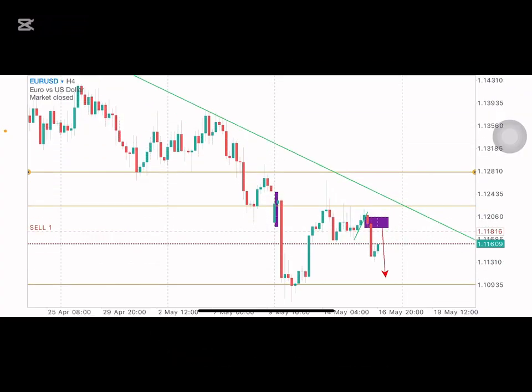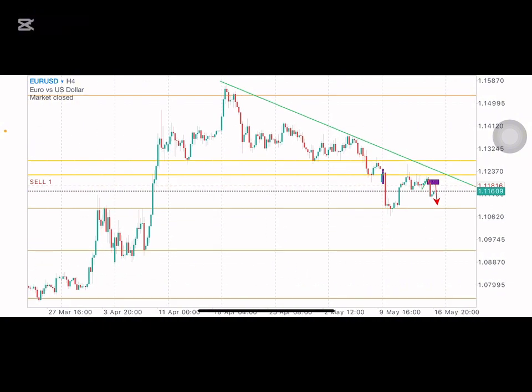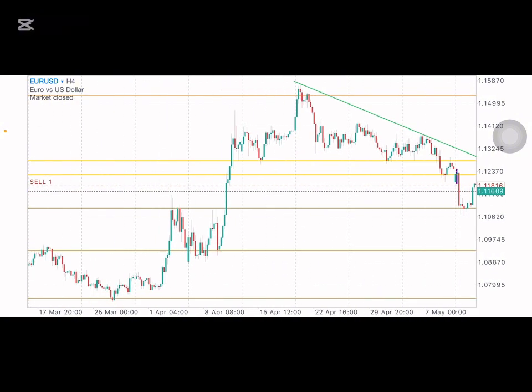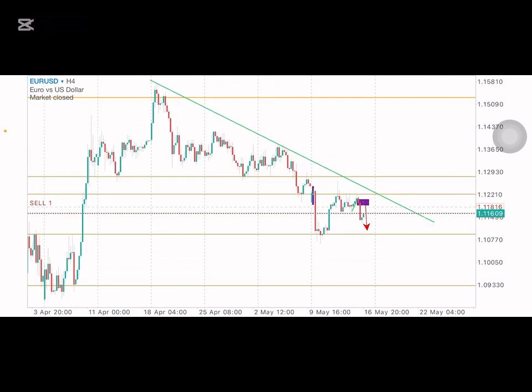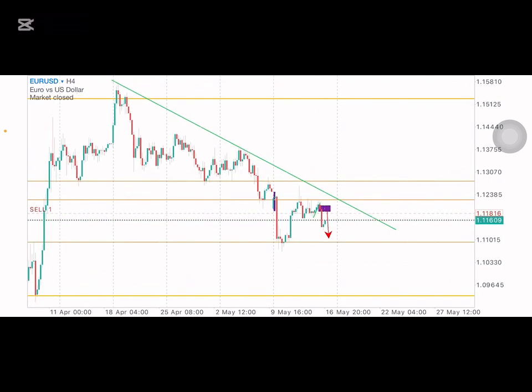Okay guys, so this is my chart, and this video is going to be focused on currency pairs actually. Okay, not only currency pairs. Basically we'll be looking at Euro USD, GBP JPY, and gold, and also Bitcoin. I mentioned it. So here is Euro USD.